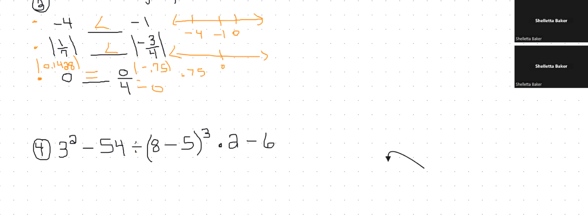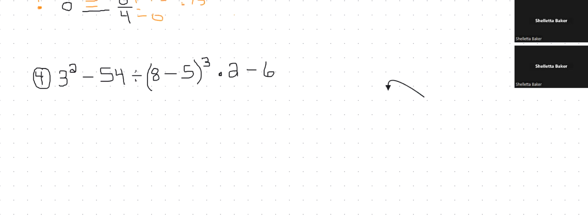We have to perform order of operations here in order to complete this example. Remember, we want to work on our parentheses or grouping symbols, exponents, and then we'll look at our multiplication or division, left to right. And then we want to look at our addition or subtraction, left to right.